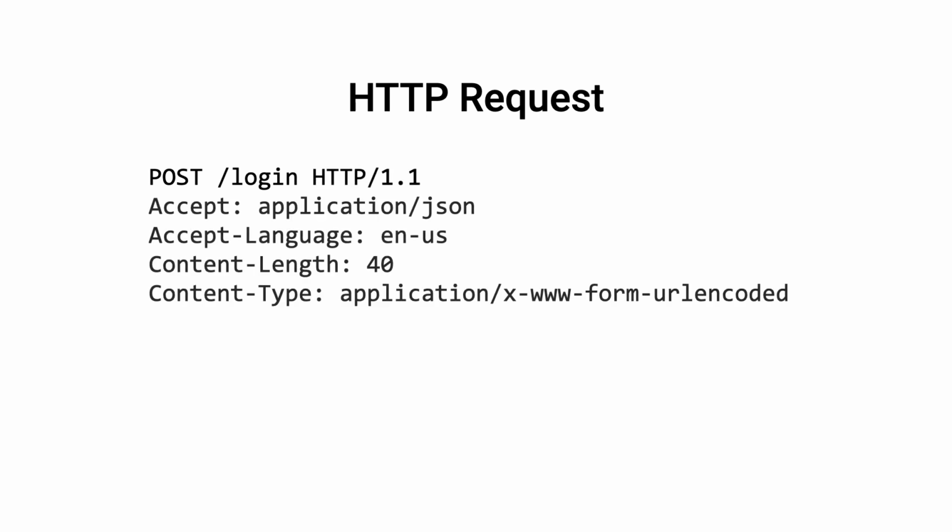The HTTP headers are composed of a name and a value and provide information about the message, the client, and the way in which the client wants to communicate with the server. For example, this header means that the client expects the server to respond with JSON data, and this one means that the message body of the request is sent in the URL encoded format.